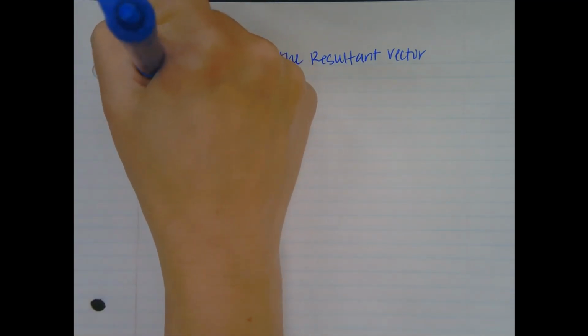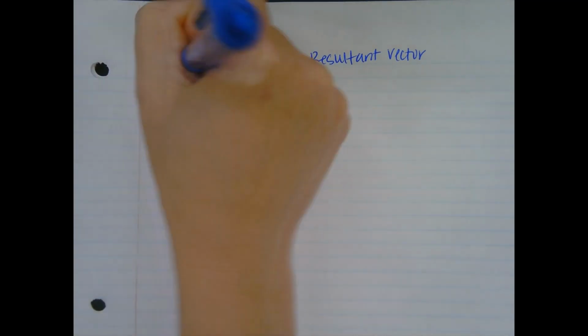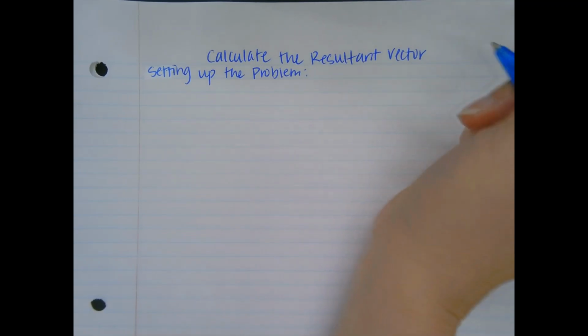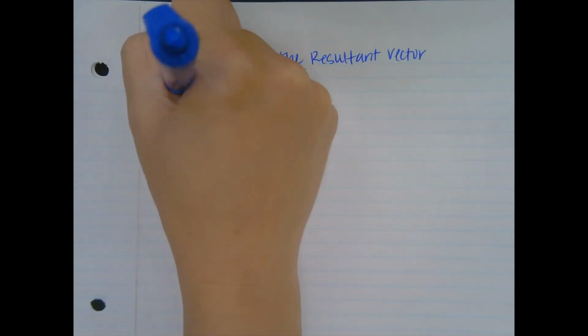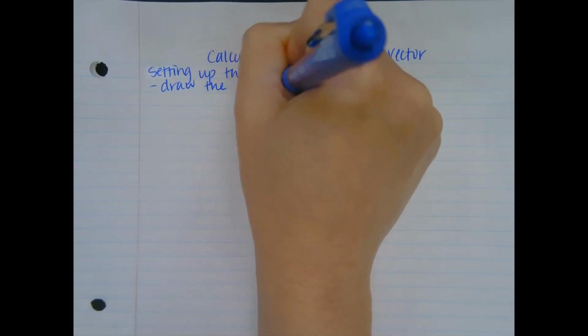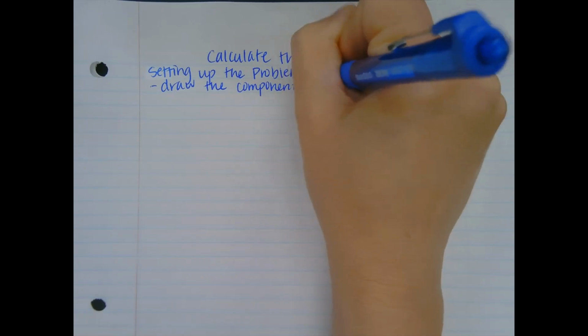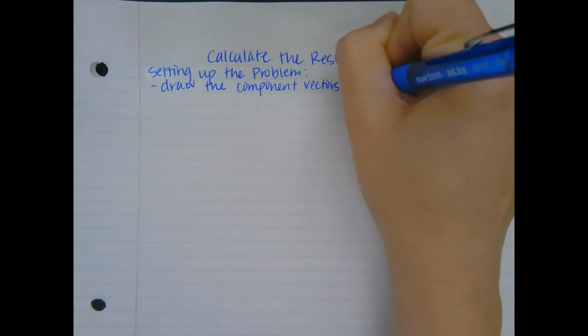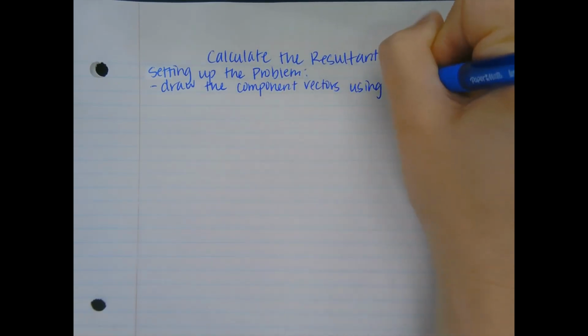Today we're going to be talking about how to calculate the resultant vector. So the first thing we're going to do is talk about how do we set up the problem. Okay, so we're going to draw the component vectors using the head to tail method.